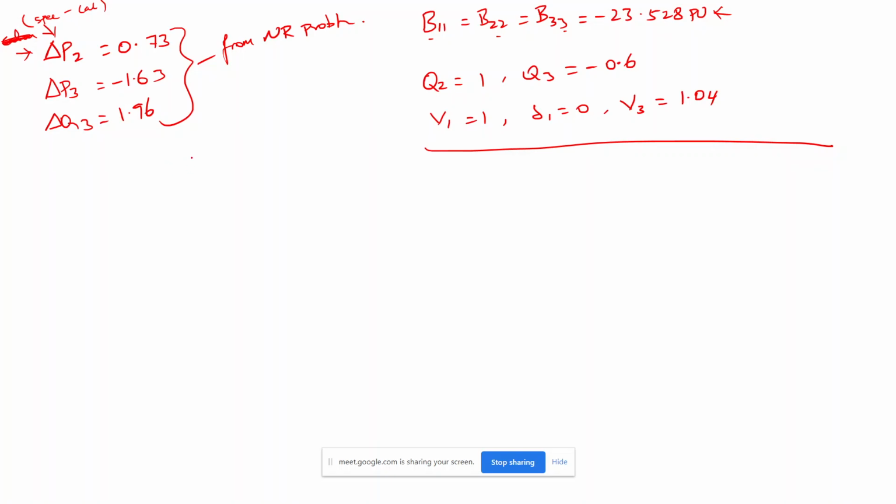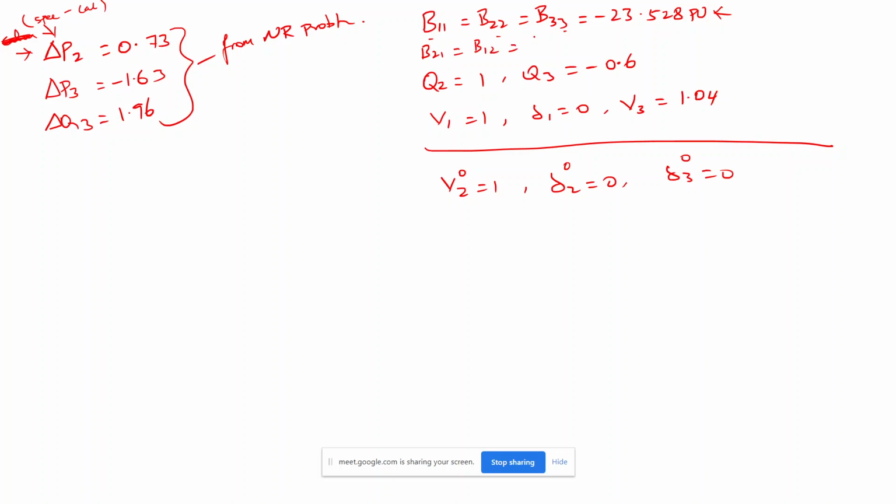What are the assumptions we made? P2 is equal to 1, del 2 is equal to 0, and then del 3 is equal to 0 for the 0th iteration. Don't forget that this is only for the 0th iteration. So these are all the assumptions made.